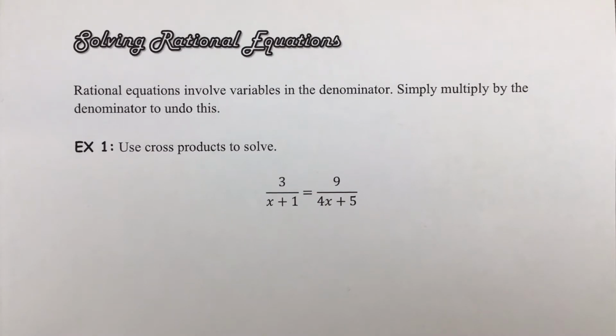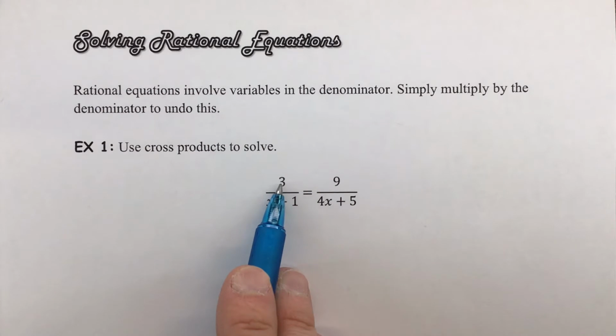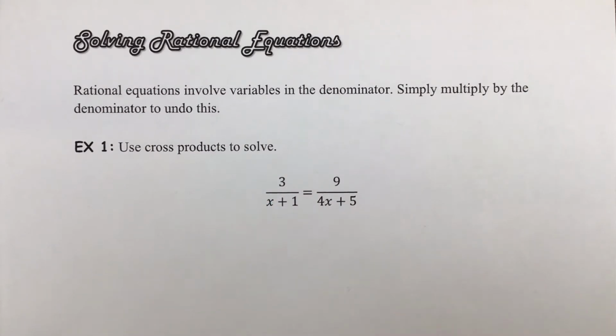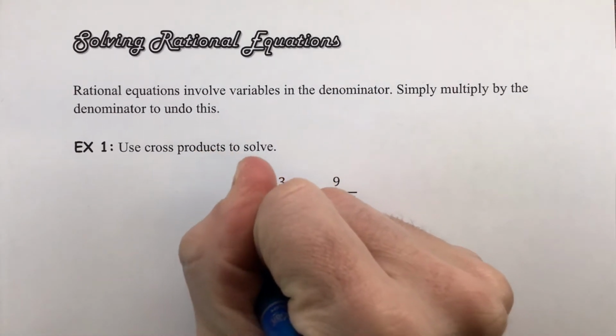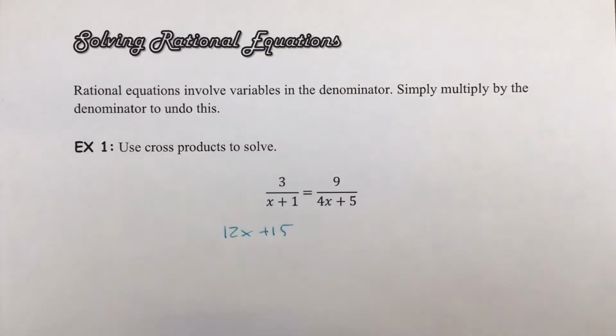For example 1, what we have is a proportion. It's a rational equation because you have x's in the denominators, but you can look at this as a proportion. It's two fractions set equal to each other. A technique you can use for solving any proportion is cross products. To do that, we basically just multiply our diagonals. If I multiply the 3 by this binomial, I have to make sure I distribute the 3 to both of the terms. That gives me 12x plus 15.